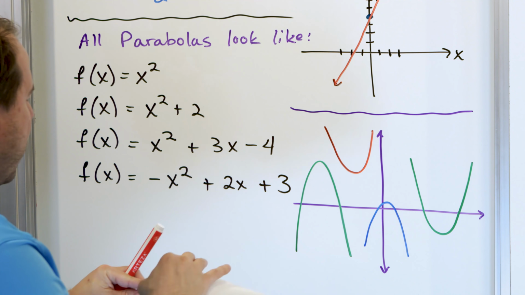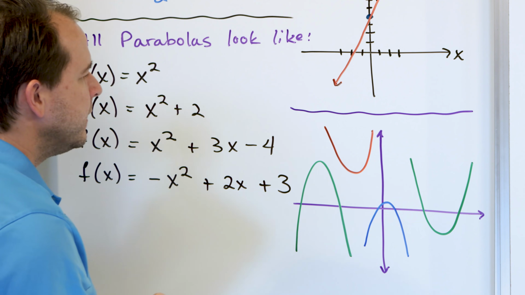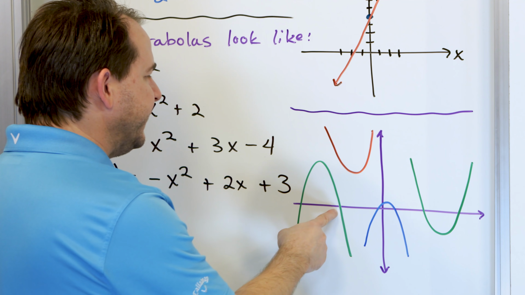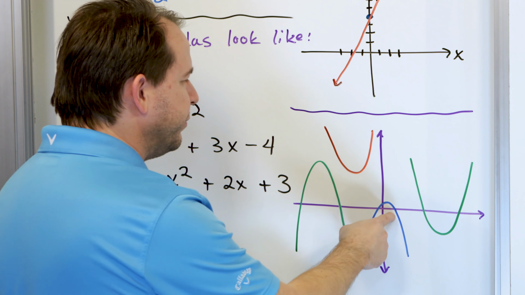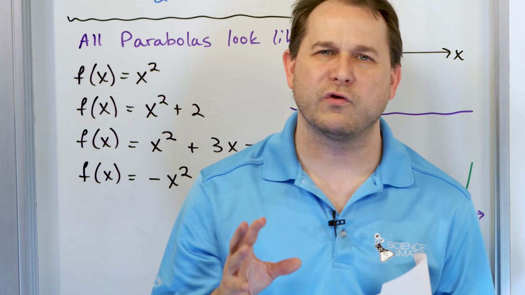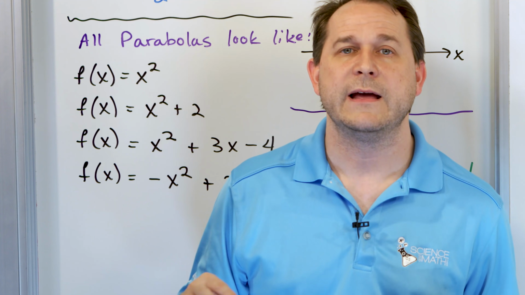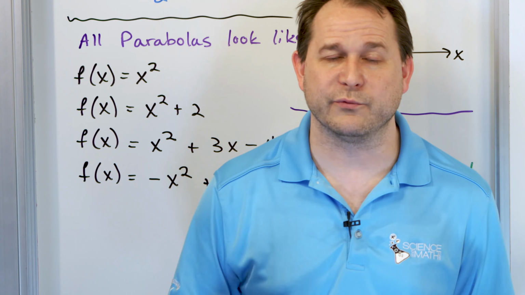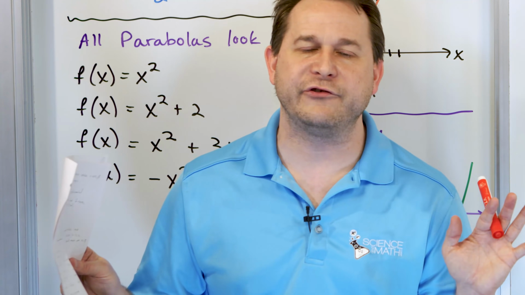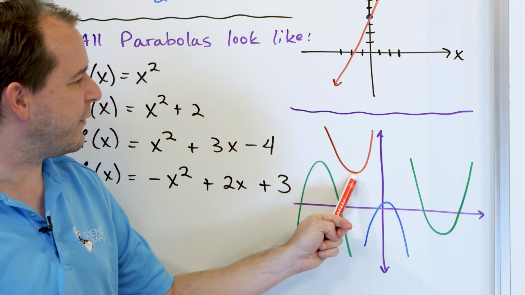But we have to talk about one more thing before we can actually calculate the roots of these things. Notice that this parabola crosses in two places. This parabola crosses in two places. This parabola crosses in two places. This one, the red one, doesn't cross in any place at all. That's a special case. We're going to deal with that much later in algebra. It has to do with imaginary numbers. There are no roots here, so we have imaginary numbers to deal with later on down the road. So forget about that one for now. Just remember that we're going to come back to that.